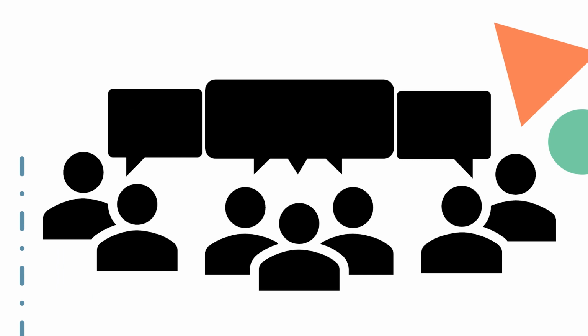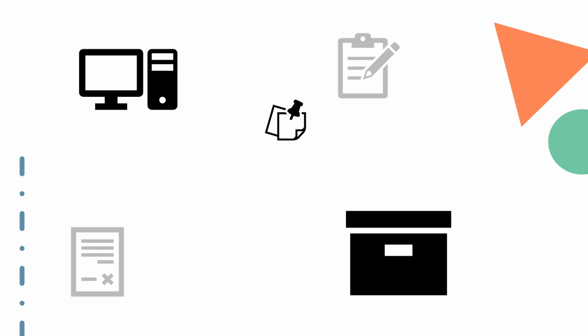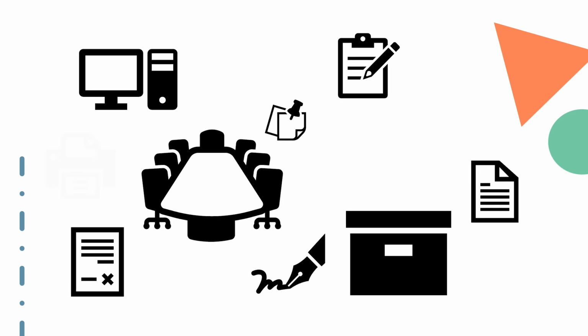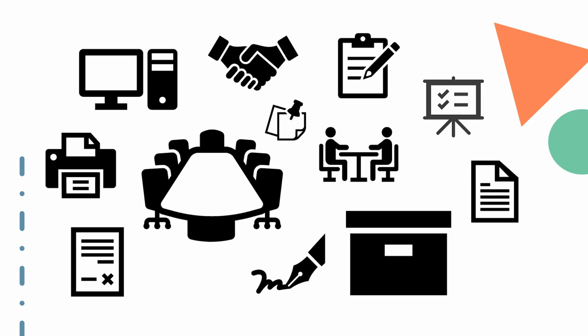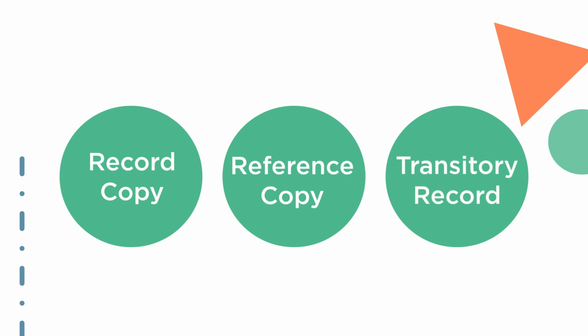Now that we understand the basic principles of public records law, let's go over a few terms that will be useful to know as you move through the remainder of these modules. As we mentioned before, public records consist of records created during the transaction of public business. However, not all public records are necessarily created equal. Typically, records fall into one of three categories: record copies, reference copies, and transitory records.